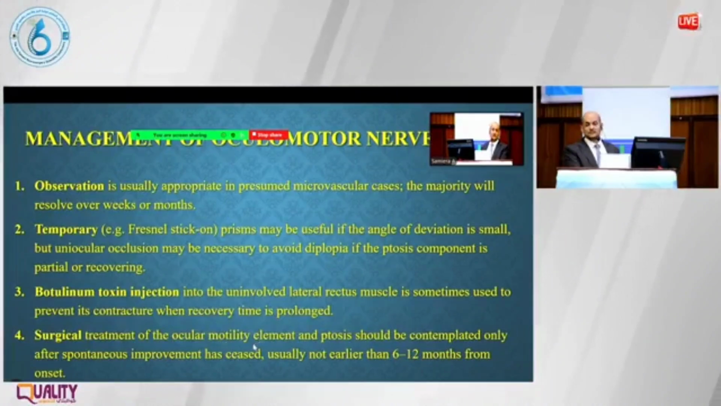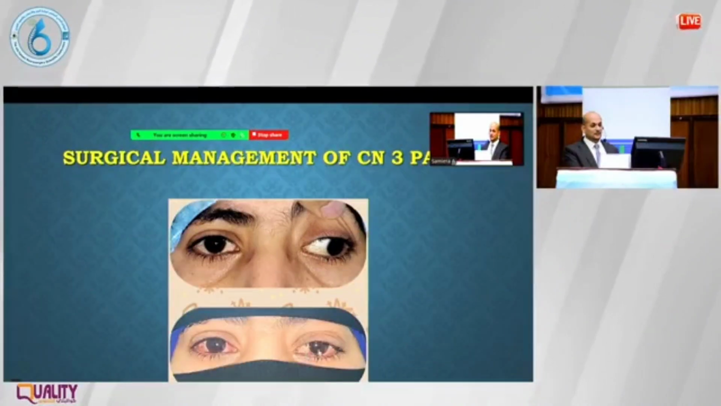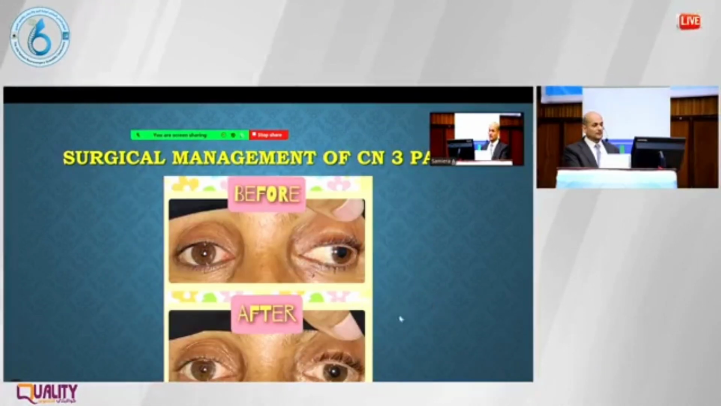That is the definitive measure for patients with non-recovering third nerve palsy with a stable deviation for at least 6 months. So that is a case of left third nerve palsy that is surgically treated. That is again another patient with incomplete third nerve palsy, surgically treated also. And this is also the same thing.